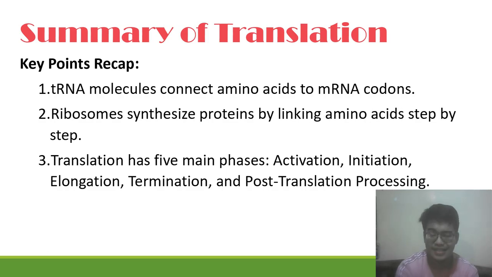Now let's summarize the translation process. Here are the key points. First, tRNA molecules connect amino acids to mRNA codons. Second, ribosomes synthesize proteins by linking amino acids step by step. And lastly, translation has five main phases: the first is the activation, second is the initiation, third is elongation, fourth is termination, and lastly is the post-translation processing.